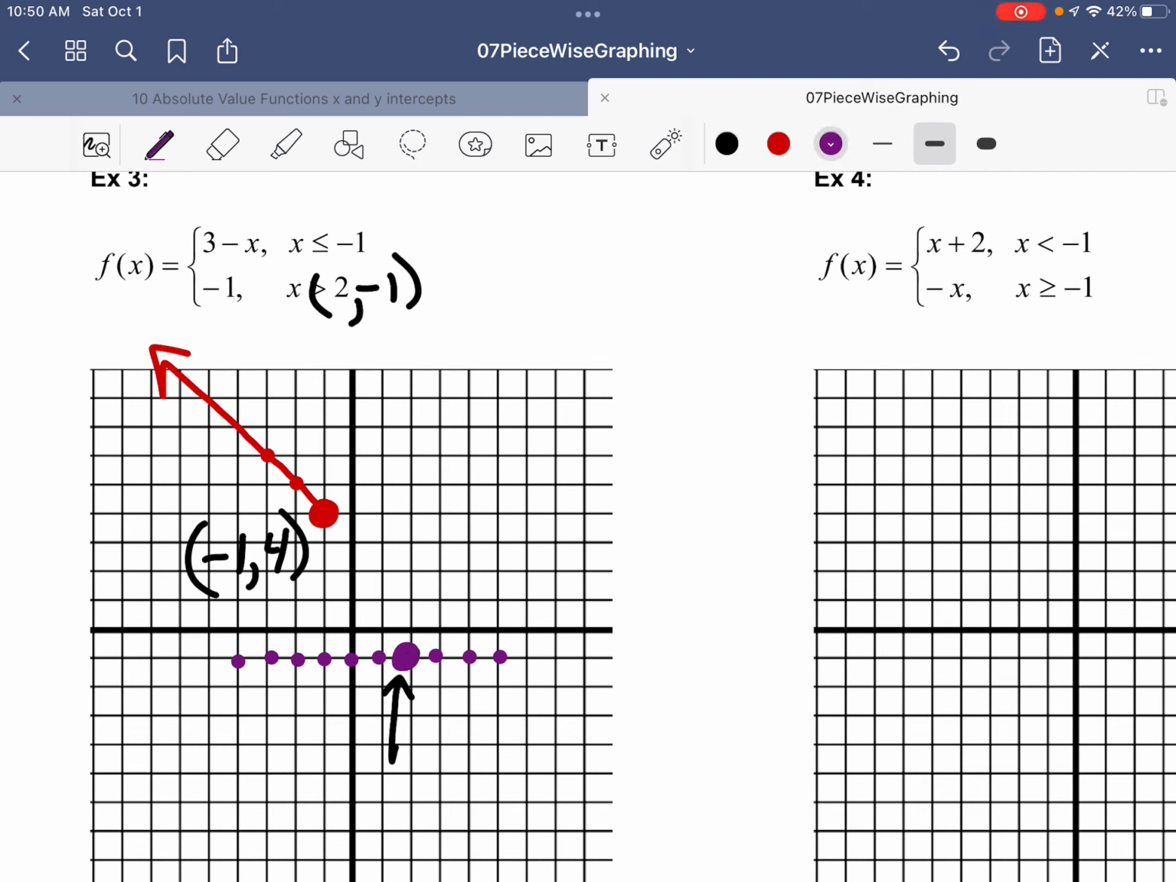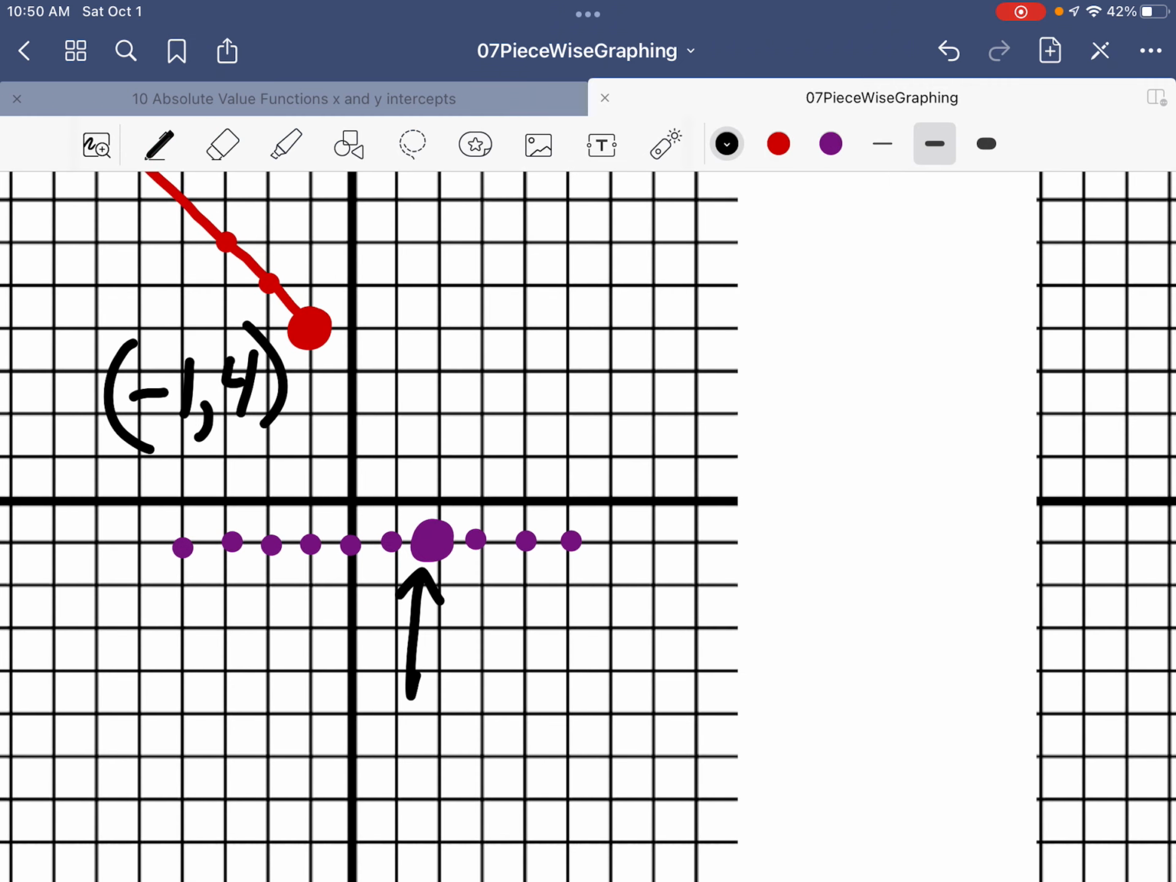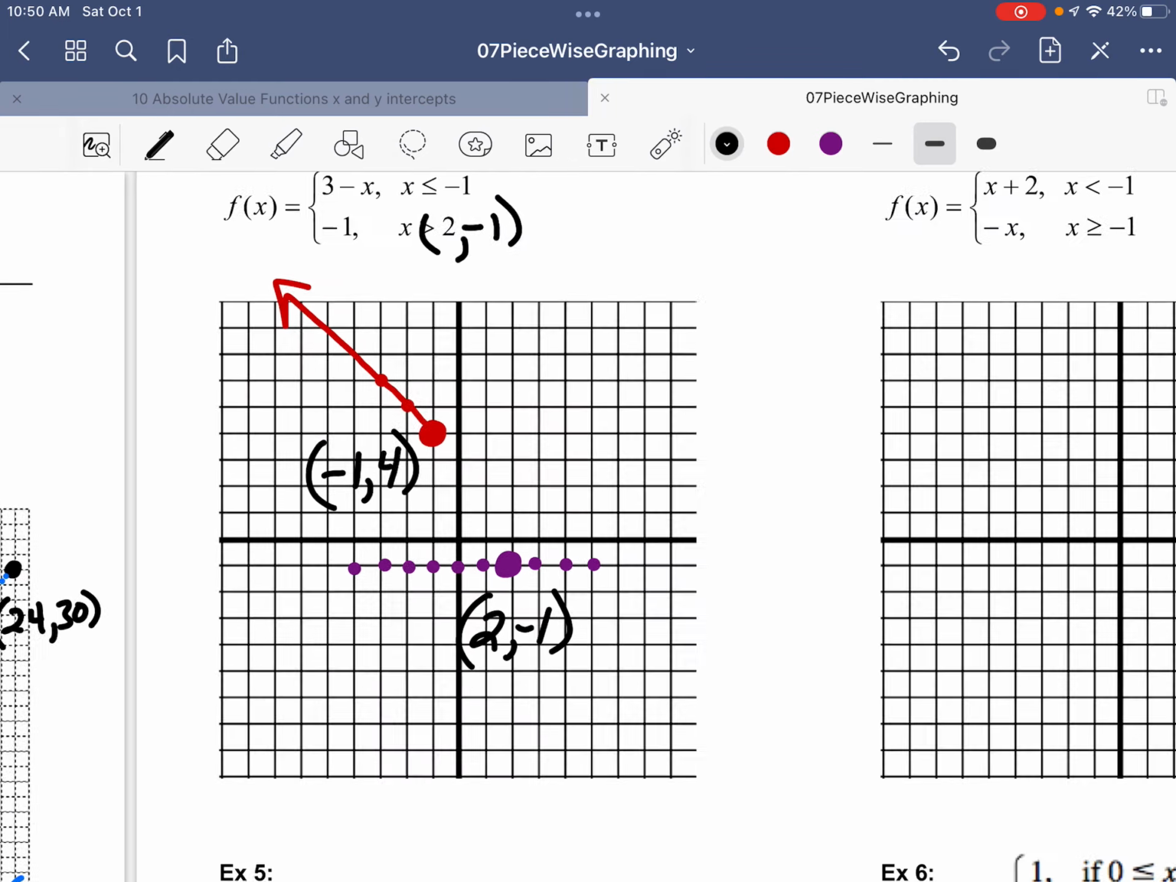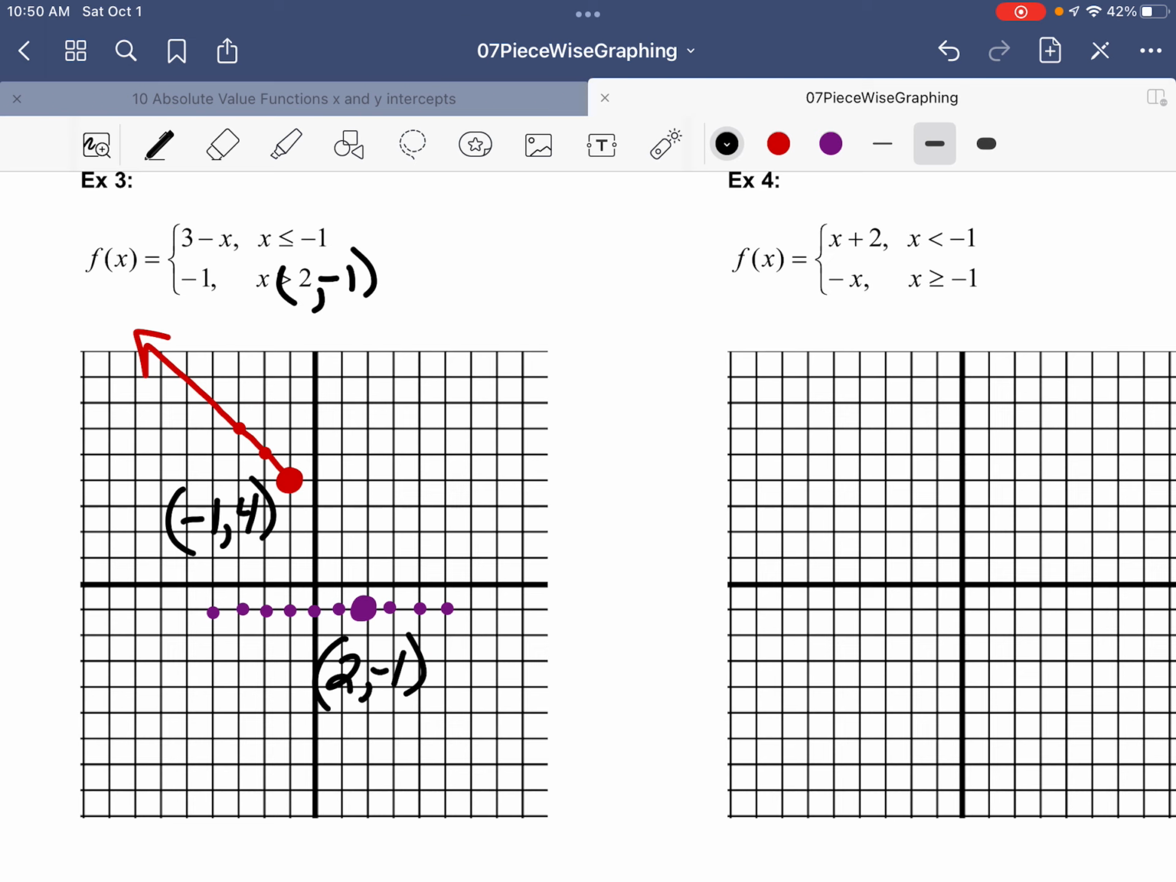That's going to be where this piece is going to start. So where do I go? Oh, forgive me. We should label that point. Honestly, I always want you to label with numbers the endpoint or the starting point of your graph. So there we go. We got (2, -1).